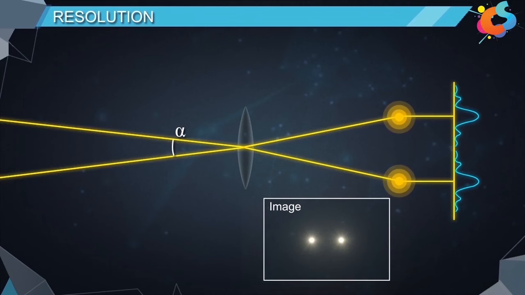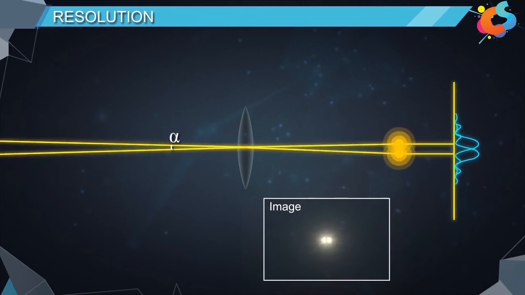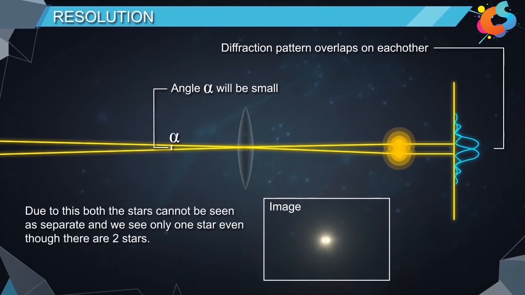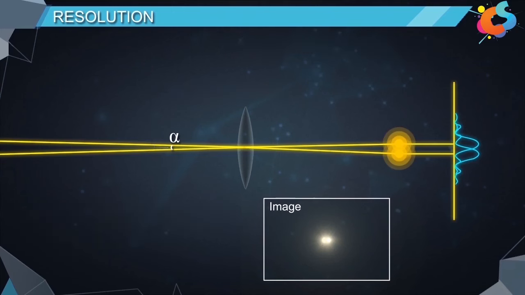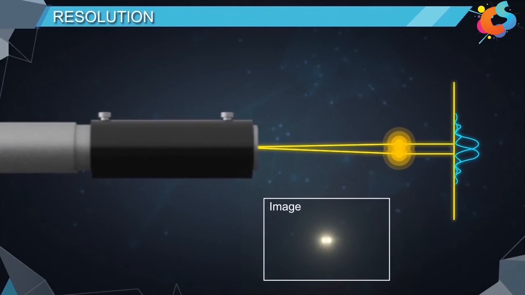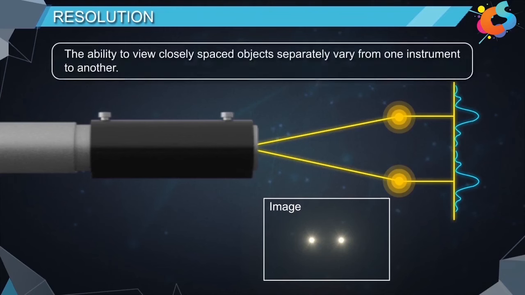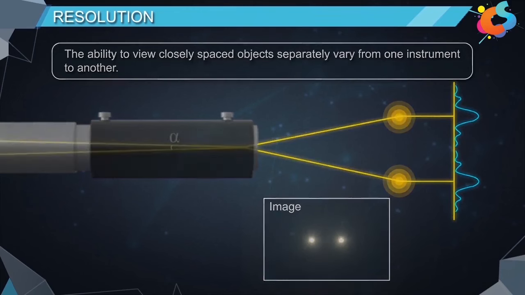But if the two stars are very close to each other, the angle alpha will also be very small. The diffraction pattern of both the stars will be so close that they overlap each other. Due to this, both the stars cannot be seen as separate, and we see only one star even though there are two stars. Now, if we replace this telescope with a more powerful one, the images would appear separate. The ability to view closely spaced objects separately varies from one instrument to the other.